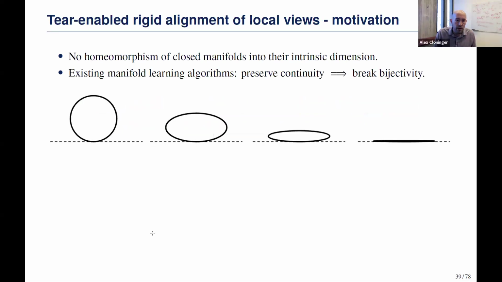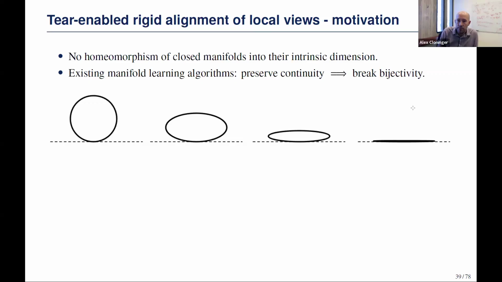So what is a problem with a lot of the ways we think about manifold learning? A lot of manifold learning algorithms cannot embed into the intrinsic dimension of your data. In particular, if you have a circle and you're trying to find a way to globally embed that, you're never going to be able to do it, because there's no homeomorphism of a closed manifold into its intrinsic dimension. It just doesn't exist.